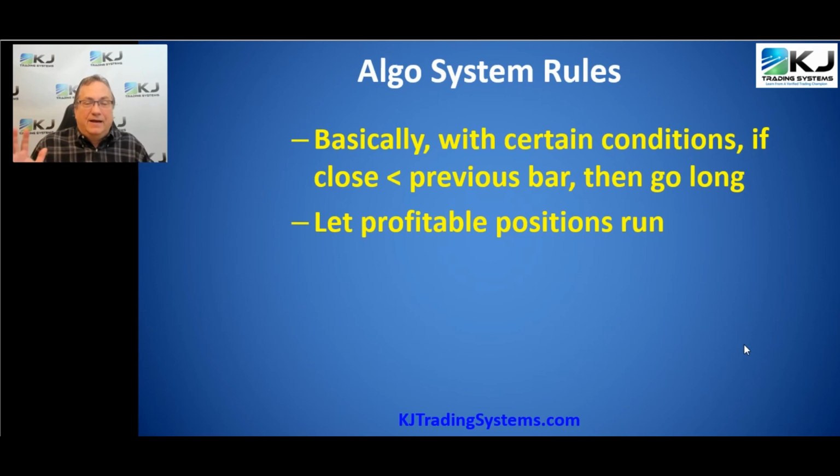Here are the rules. Basically, there's some conditions that kind of complicate the code. But if the close is less than the close of the previous bar, then you go long. So you're trying to do the opposite. So it's a one-day trend, or one bar trend, I should say. If it's daily bars, it's a one-day trend. But it's a one-bar trend. If the current close is less than the close of the previous bar, then you're going to go long. And if you have a profitable position, you're just going to let it run. So you're kind of doing the opposite. The market's down, I'm going to go long. Vice versa for short.